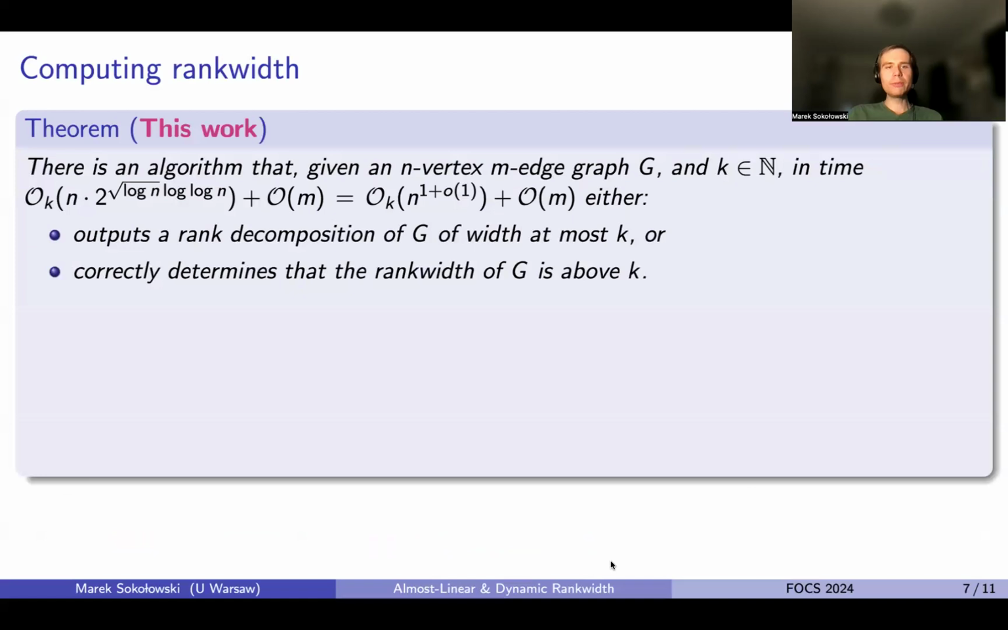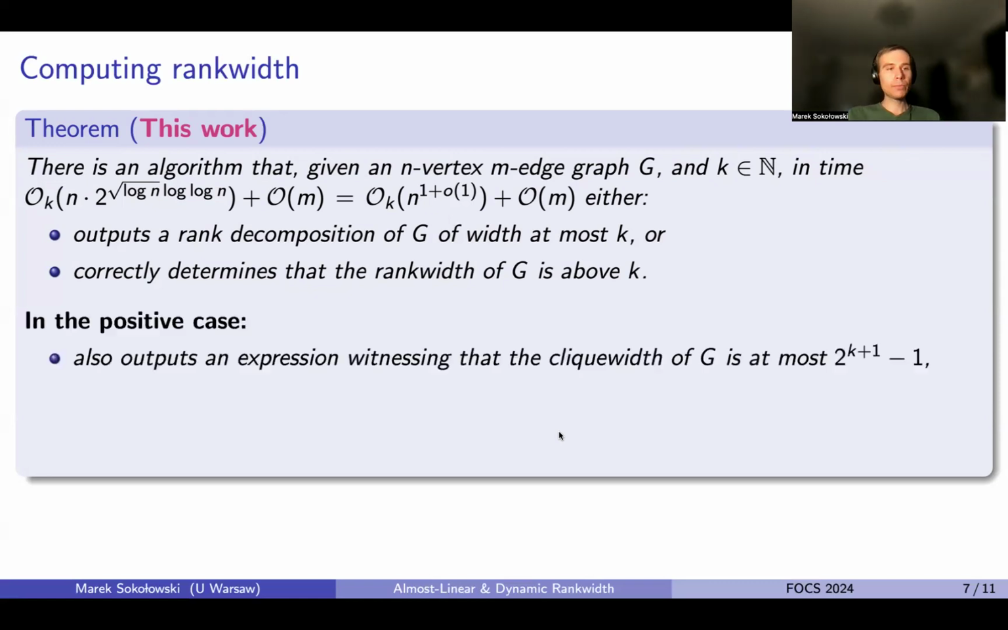We have an algorithm that can input an n vertex and m edge graph and a parameter k, and in time almost linear in the number of vertices of the graph times some factors dependent on k, plus something truly linear in the number of edges of the graph, either outputs a rank decomposition of the graph with width at most k, or correctly deduces that the rank width of the graph exceeds k.